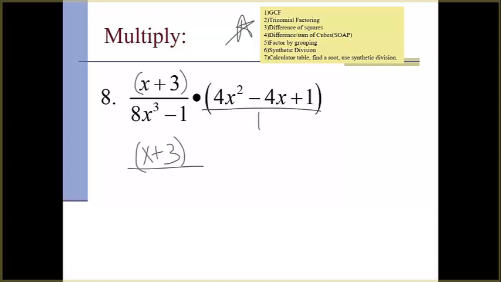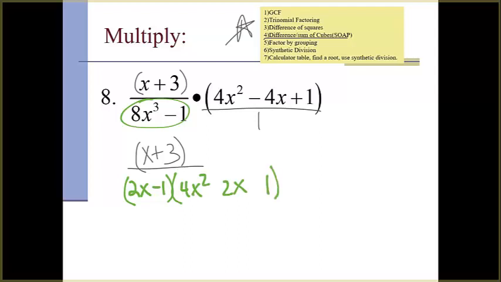That x to the third minus 1 right here is a SOAP. So you have to do this, and my SOAP here is 2x minus 1, and then I have a 4x squared, 2x, and a 1. And remember with SOAP, its signs are the same, opposite, always positive.